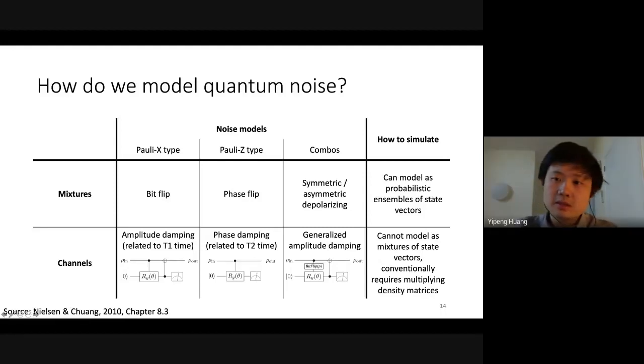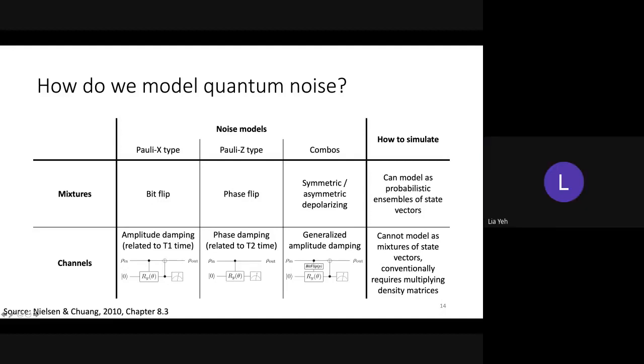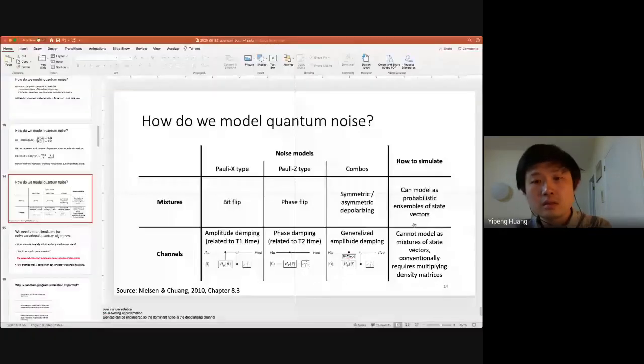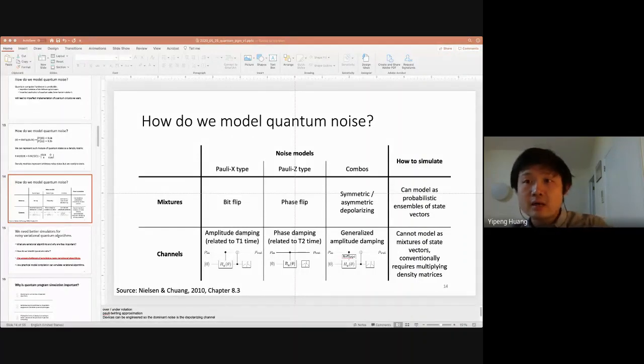So I think that means there's questions in the chat box. Yeah. So I can take a look at the chat box here. Yes, so the question from Vincent is: are the density matrices for channel noise non-unitary?